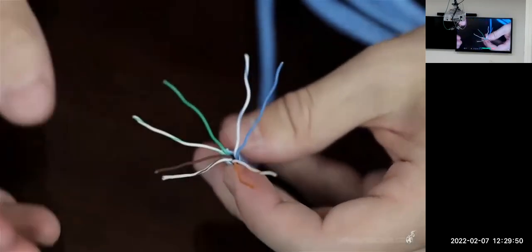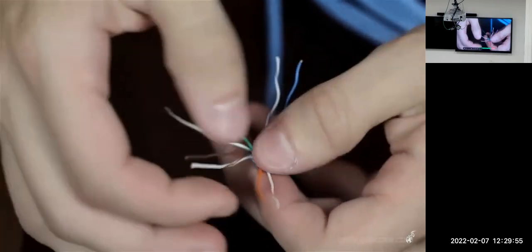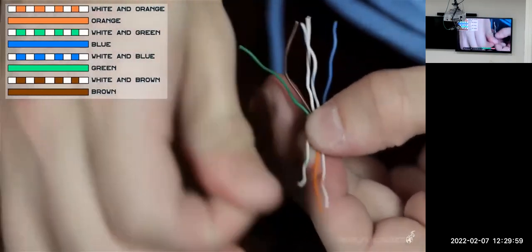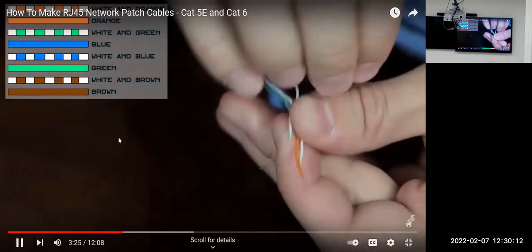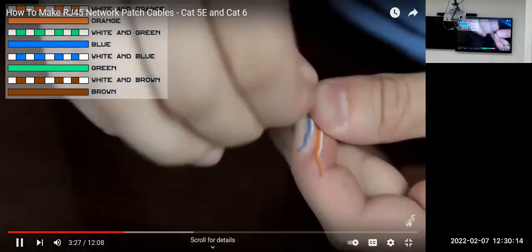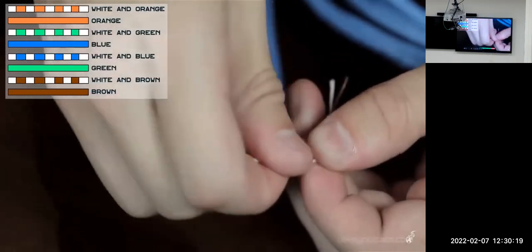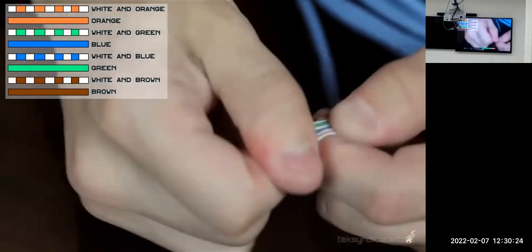We want them to be in this order I'm going to give you right now. It's going to be white with the orange stripe, orange, and then white with the green stripe. This one follows standard B. Remember that you have the 2 standards, A or B, depending on the location. So this one we follow standard B. Solid blue, white with the blue stripe, solid green, white with the brown stripe, solid brown.